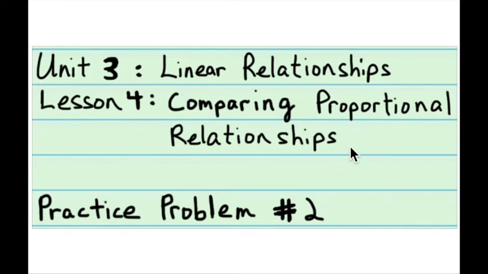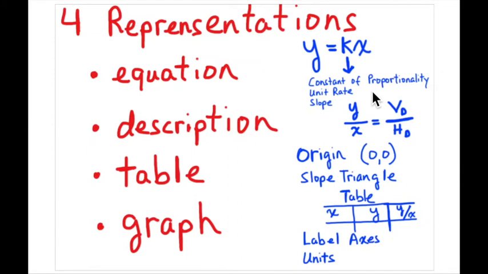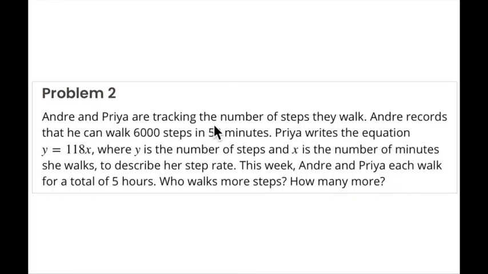Lesson 4, comparing proportional relationships. And we're going to go back to this once again. It's 4 representations. In this case, you're going to be given a description and an equation. And you're going to be asked a few questions about those and to compare those proportional relationships. So the equation, remember that the k value is the constant of proportionality, it's the unit rate. The table, actually you're given a description. All right, so let's look at this.